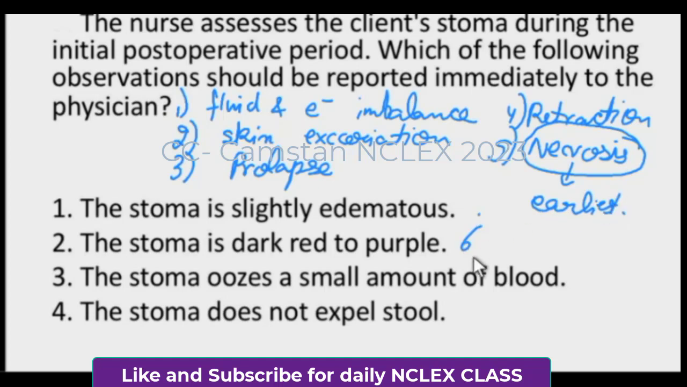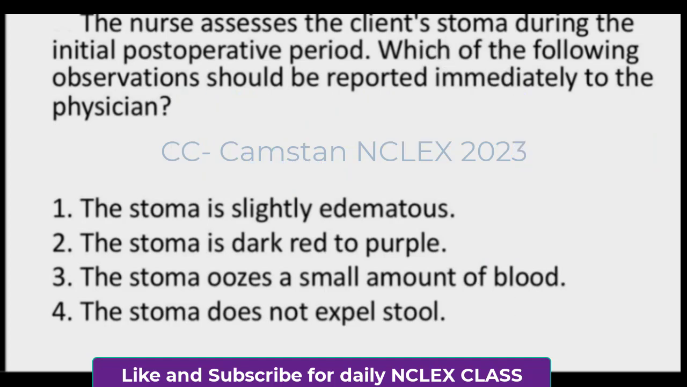Then there is parastomal herniation, that is, the bowel from the abdomen comes out through the space around the stoma. It is called parastomal herniation. These are the few complications that a client with a stoma can have. Now, what they are asking us in the question is which of the following observations should be reported immediately to the physician?